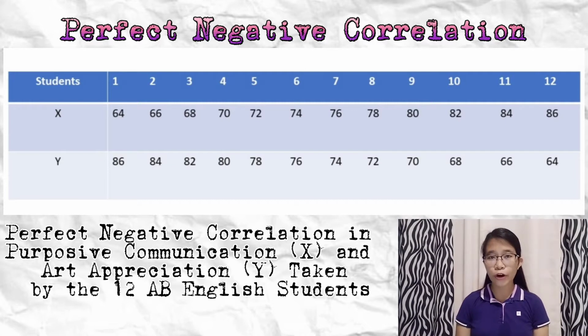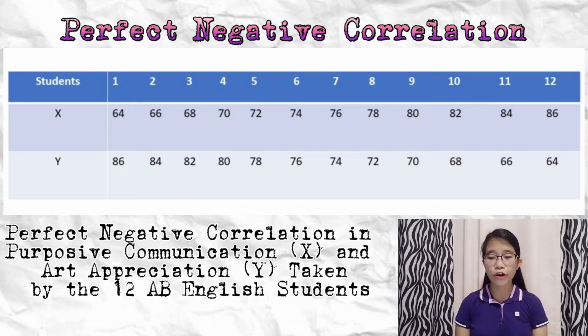Student 2 got the score of 66 in test X and 84 in test Y. Student 3 got the score of 68 in test X and 82 in test Y. Student 4 got the score of 70 in test X and 80 in test Y. Student 5 got the score of 72 in test X and 78 in test Y. Student 6 got the score of 74 in test X and 76 in test Y.